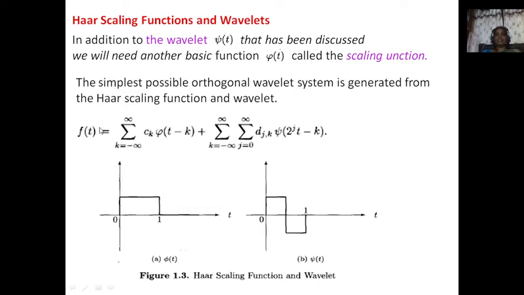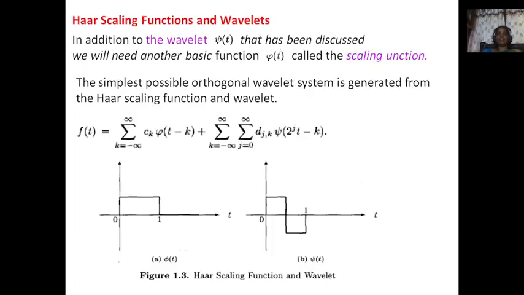So this is the general expression. Instead of having only the wavelet function, we are going to add the scaling function also to get more resolution. The simplest possible orthogonal wavelet system, here we are going to represent along with the scaling function and wavelet function. The scaling function of a Haar wavelet is shown like a simple pulse. Then the wavelet function is shown by a square wave.